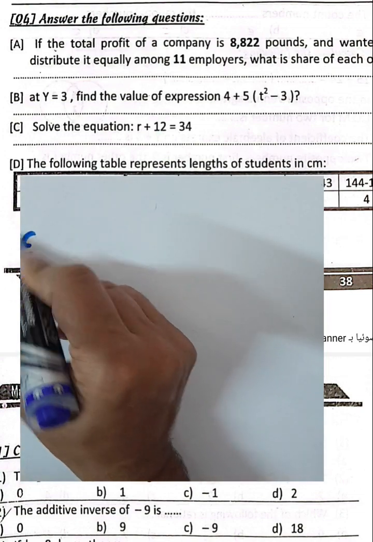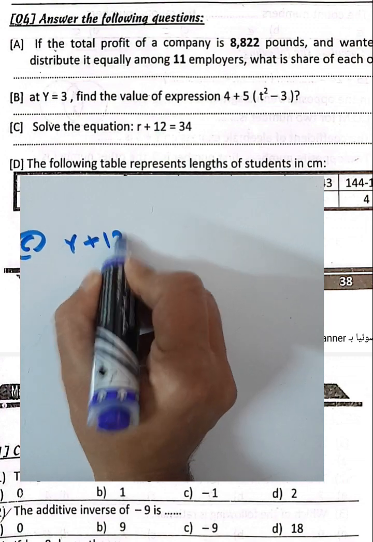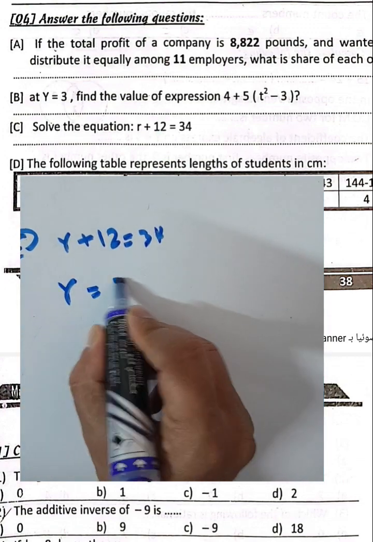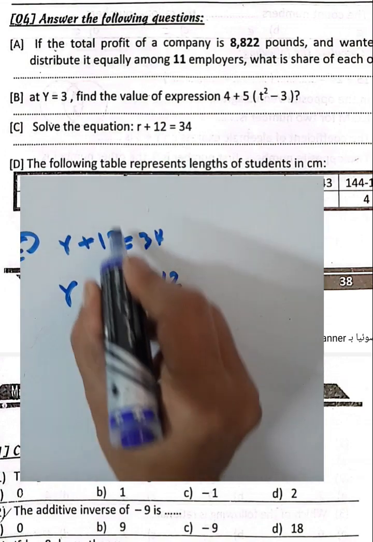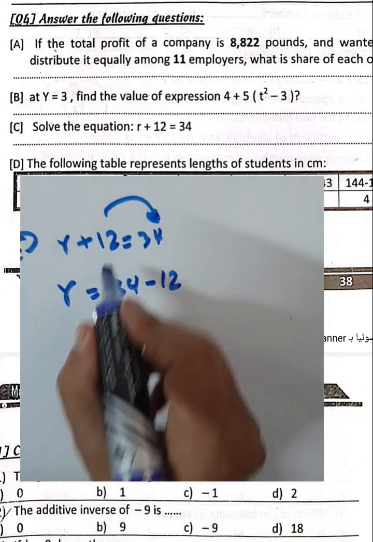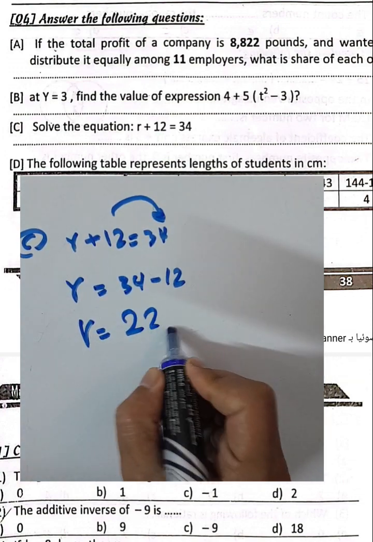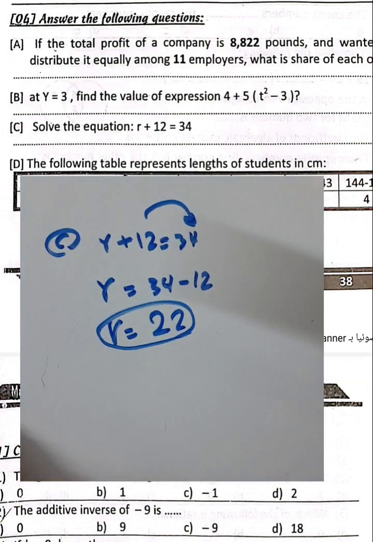Question letter C, solve the equation, R plus 12 will be 34. Then R will be 34 minus 12. The reverse of 12 is negative 12. And R will be 3 minus 1 equal 2, 4 minus 2 equal 2. Then the result will be 22. Which letter D?